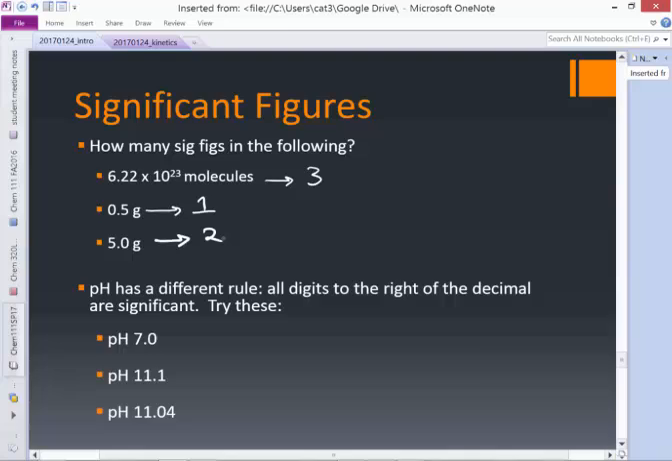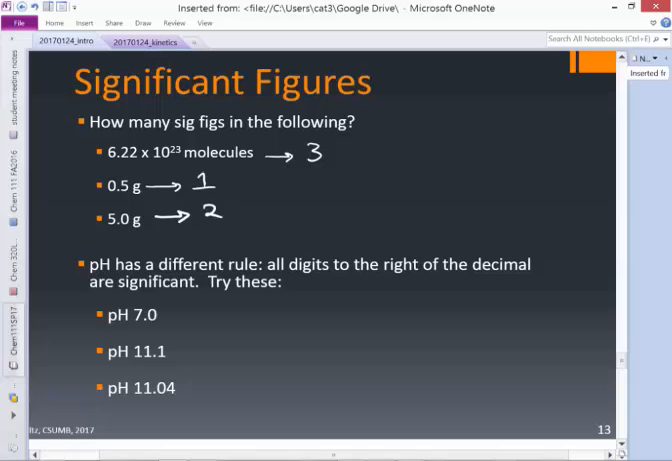pHs have a different rule. You'll notice one thing is that pHs don't have units per se, right? It's pH 7. All the same things apply in these, and because they're logs, all the same things come after the decimal place. So how many sig figs in pH 7.0?